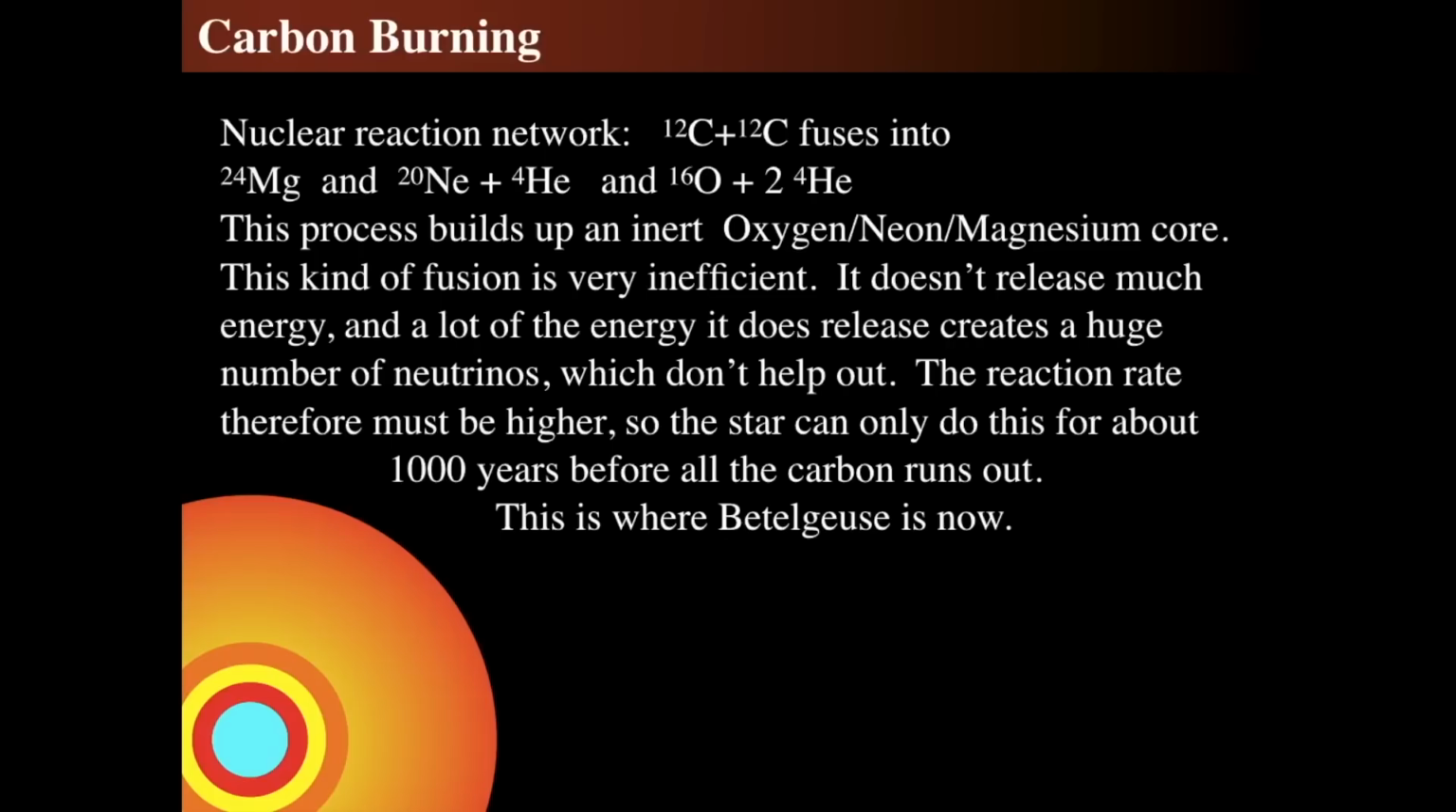This doesn't release a lot of energy because, remember, it takes a lot of energy to make them initially, and each larger nucleus that you get gives off less and less energy. So you have to do more of it, and there's less of it to use, because now we're knocking together fewer objects since they're all combined together, and you get less energy out of it. So this can't last long. The reaction rate must be higher so that the star can stay aloft. Carbon burning can only last about 1,000 years before it runs out. And that's roughly where Betelgeuse is now.